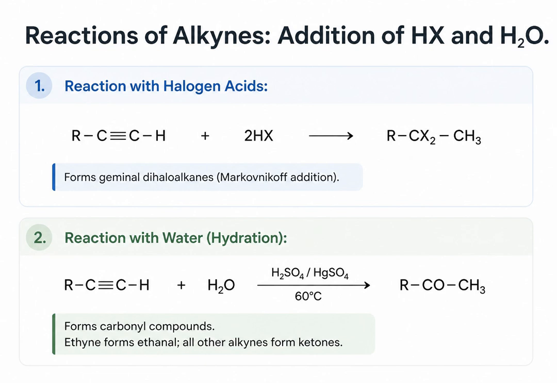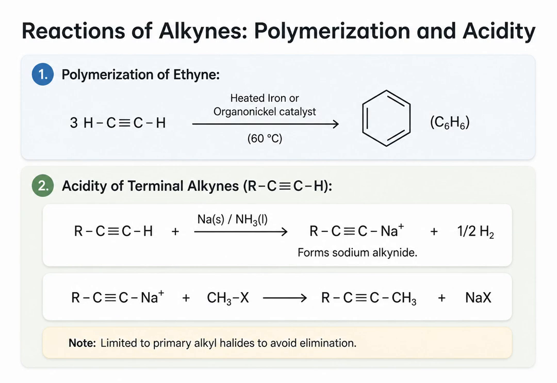Hydration of alkynes is particularly important. By reacting an alkyne with water in the presence of sulfuric acid and a mercury(II) sulfate catalyst at 60 degrees Celsius, an enol is formed, which rapidly tautomerizes to a carbonyl compound. Ethyne yields ethanal, while all other alkynes yield ketones. Ethyne has a unique polymerization pathway. Passing it over a heated iron or organonickel catalyst at 60 degrees Celsius trimerizes it into the aromatic ring benzene.